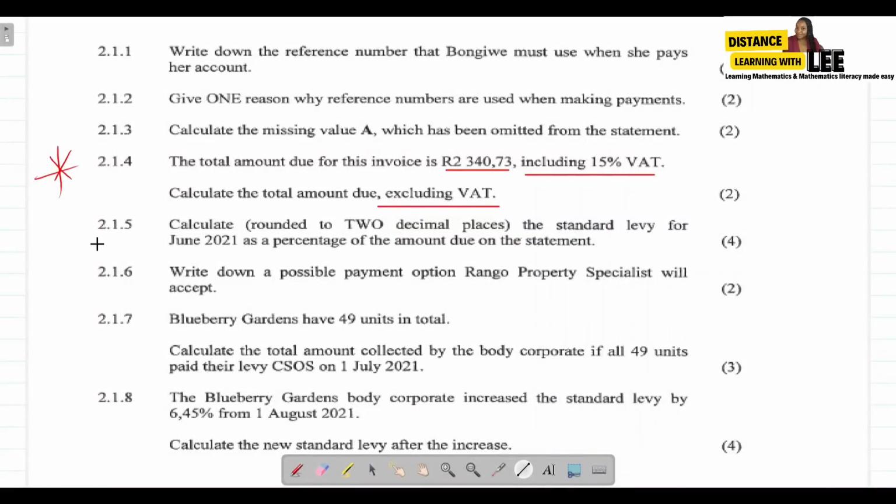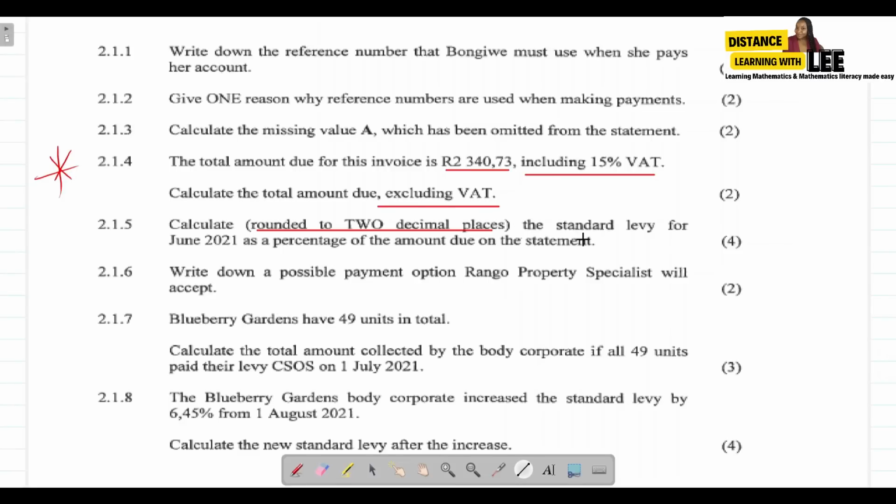Okay, question 2.1.5, right? Calculate, rounded to 2 decimal places, guys. They tell us that we need to round to 2 decimal places. The standard levy fee for June 2022 as a percentage of the total amount due on the statement. I love these questions because they tell you exactly what you need to do.